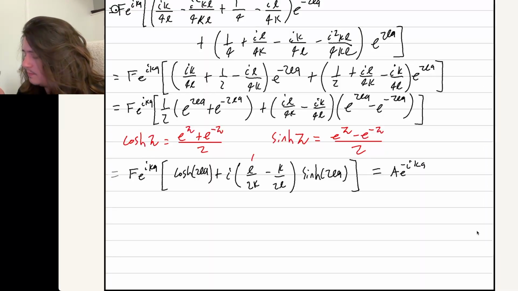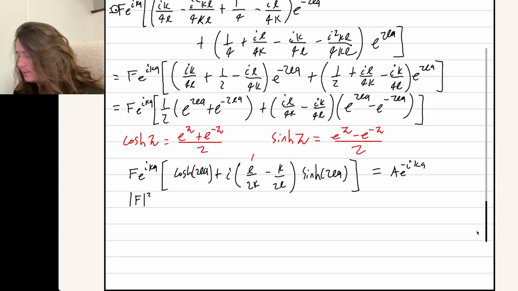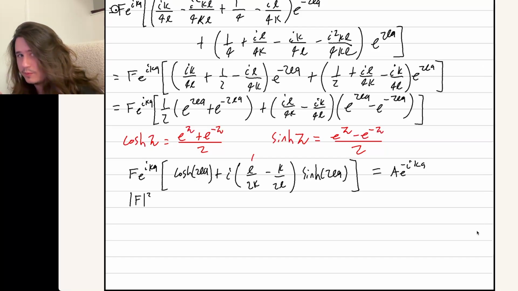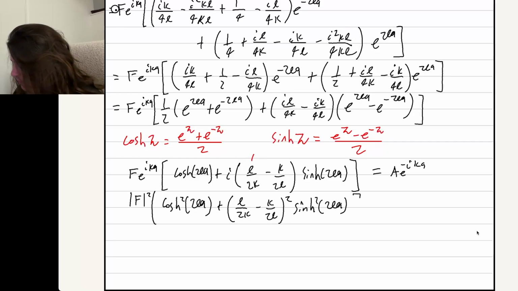It doesn't matter because what we're going to do now is take the square modulus of both sides. So we'll have a square modulus of F on the left. And then the nice thing about how we grouped it together just now is that because this is just a real plus an imaginary, when we take the square modulus, the cross terms will cancel each other out. But then we'll still have the squared terms of either side. So plus L over 2k minus k over 2L all squared, sinh squared 2LA. On the right hand side it's just mod squared A.